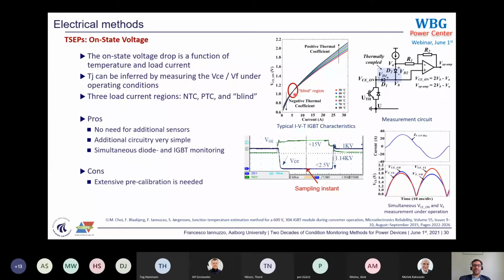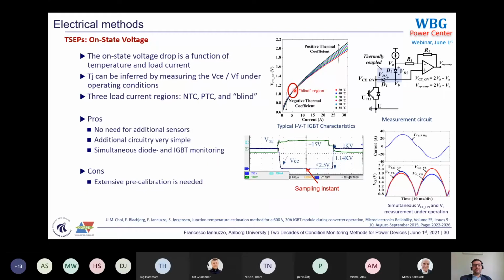This picture is normally seen with the swapped axes, so you see the voltage on the first axis and the current on the second axis. This is just the same picture. We just use it in the opposite direction because we want to point out what the voltage dependence is. You can identify basically three regions: the PTC, positive thermal coefficient, the NTC, negative thermal coefficient, and the blind region, where unfortunately you have no significant dependence on temperature. What can you do with this?